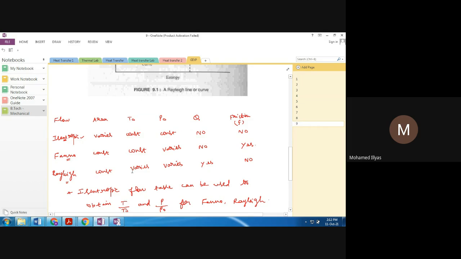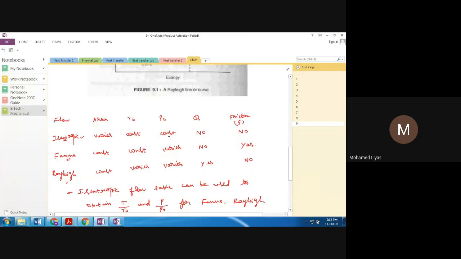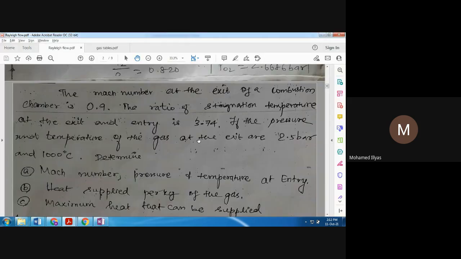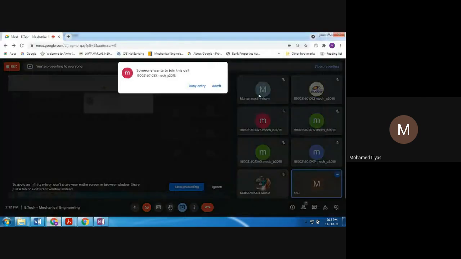And then stagnation temperature is only varying in the Rayleigh flow. In no other flow is the stagnation temperature varying. So here the stagnation temperature ratio is given, and it is other than 1, right? 3.74. So it is only a Rayleigh flow. Like that, some of the keywords will indicate the type of flow here. In no problem will they specify the type of flow, as we discussed already.